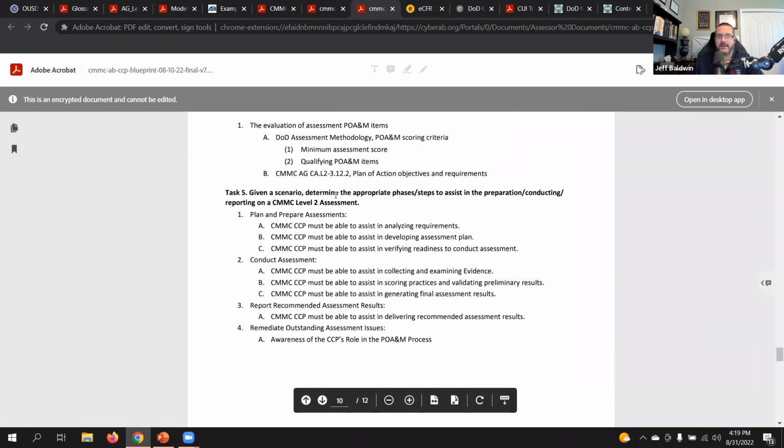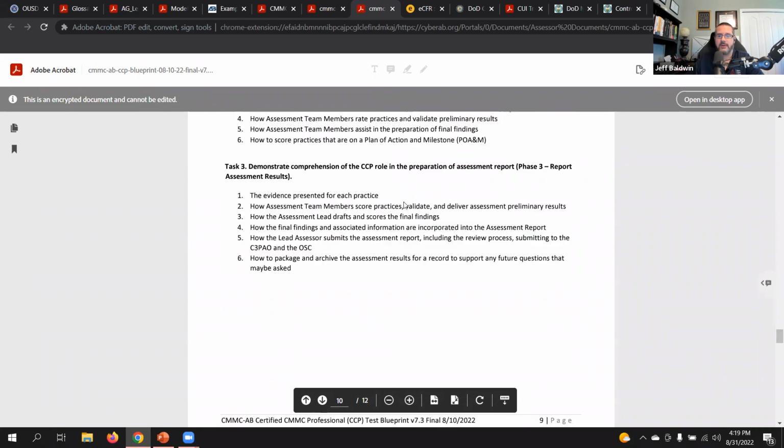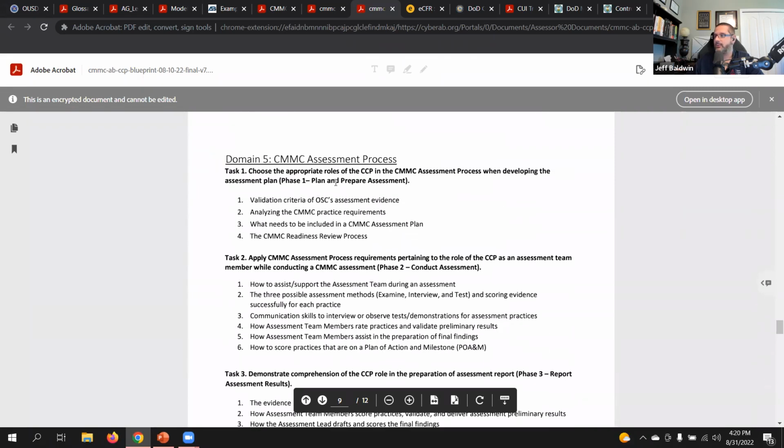Going into task 5, given a scenario, determine the appropriate phase steps to assist. So we're doing a lot of assisting for the CCP. So reporting, computer's going slow. Reporting is phase 3. So just kind of quick high level.